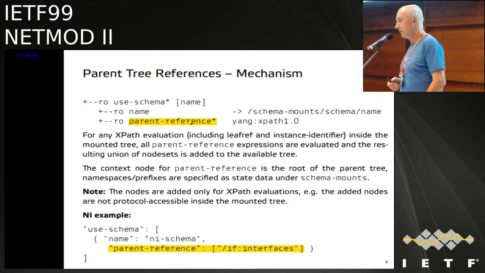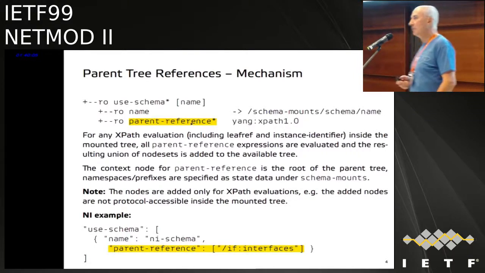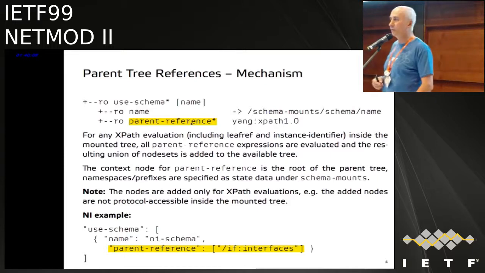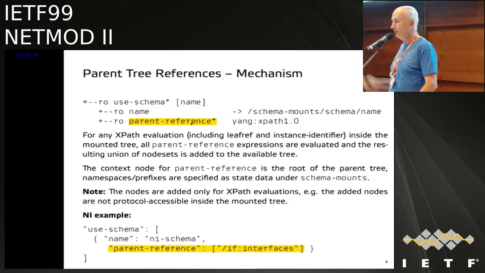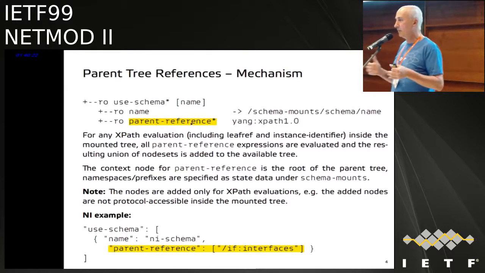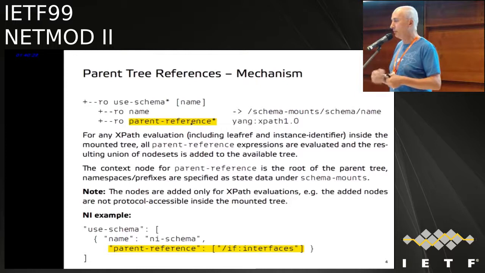I have to again emphasize that these nodes are only used for XPath evaluation, which means, for example, that these parent tree nodes are not available to protocols like NETCONF or RESTCONF, only for XPath evaluation. And each time an XPath evaluation is performed, the current status of the parent tree is reflected, and only those nodes that exist at the moment are added to the mounted tree.